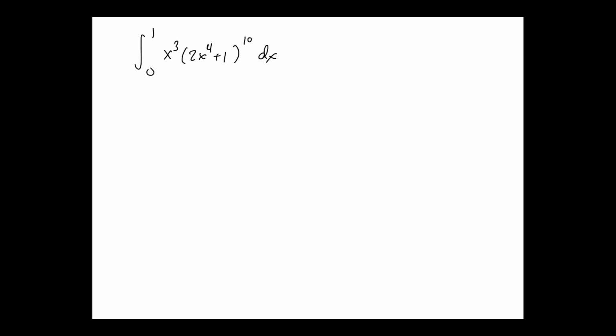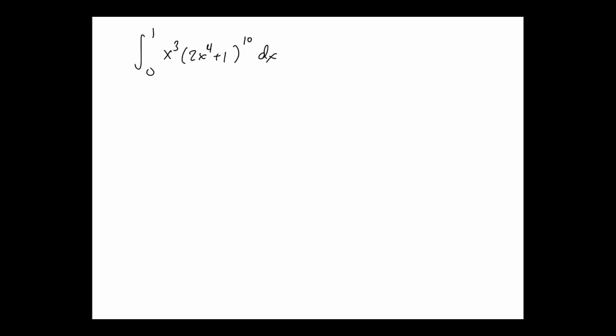Maybe not so much in Calc 1, but in multivariable calculus there are situations where that's actually a better approach. Okay. So the first question is, well, what substitution should we make? And if we look at this integral, what we want to suss out is something whose derivative is what's left over. Okay, so any guesses?